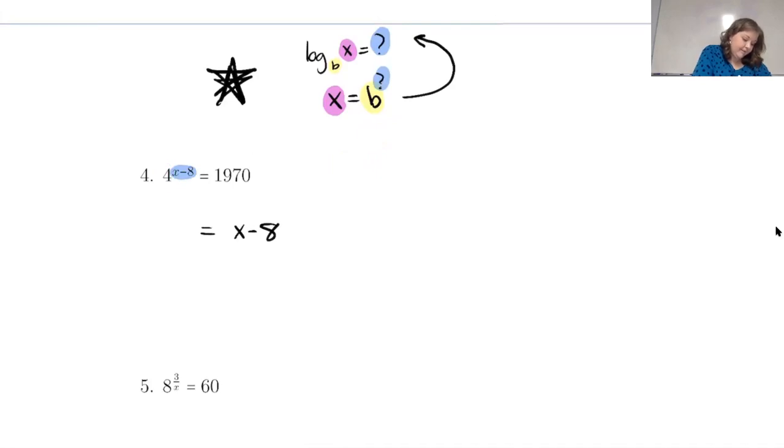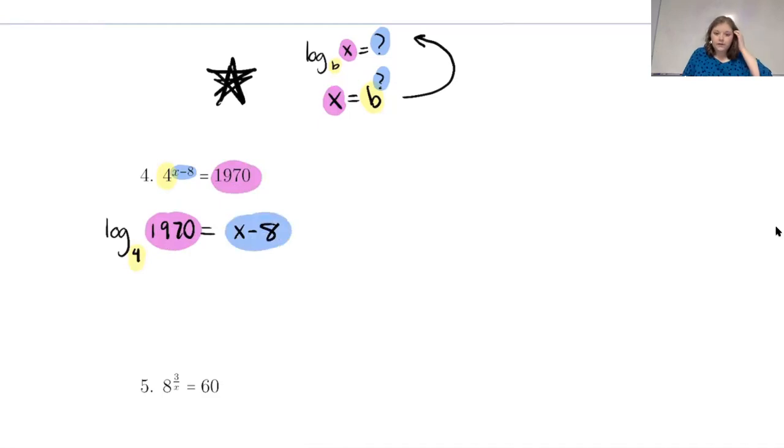Sorry, I should use yellow. Yeah, the base is 4. So it should be log base 4. And then this number here on the other side, this 1970, which is like this x, which is by itself, is going to go into the argument. And so we'll be using the property I put a star beside and getting into this form, and now we can get x by itself.